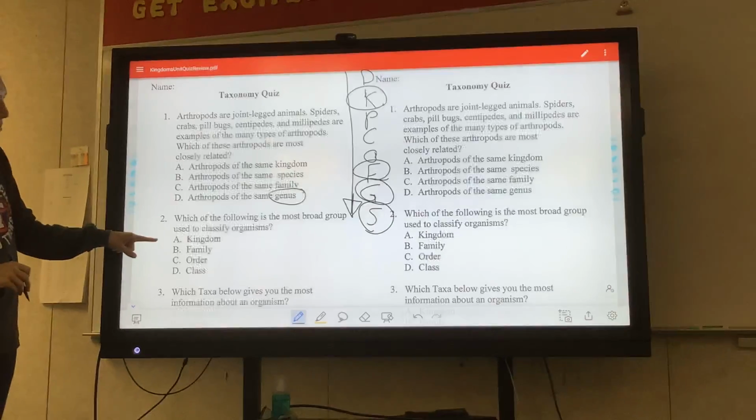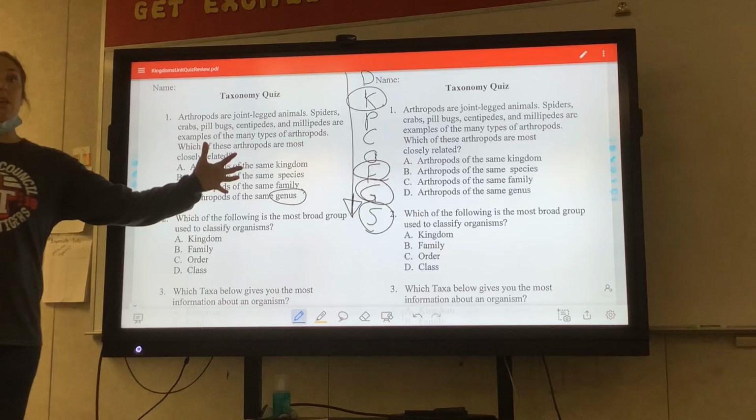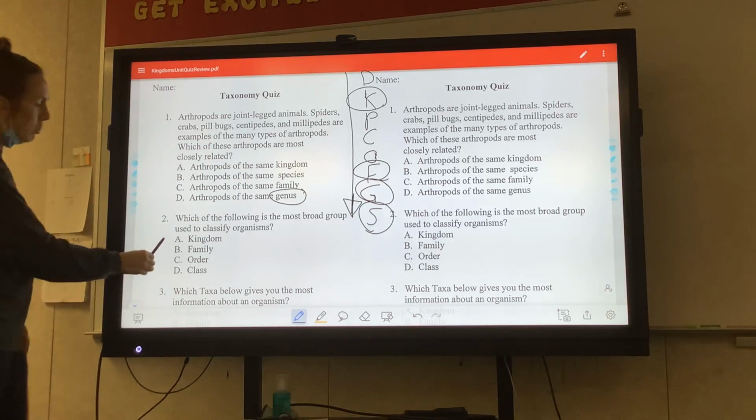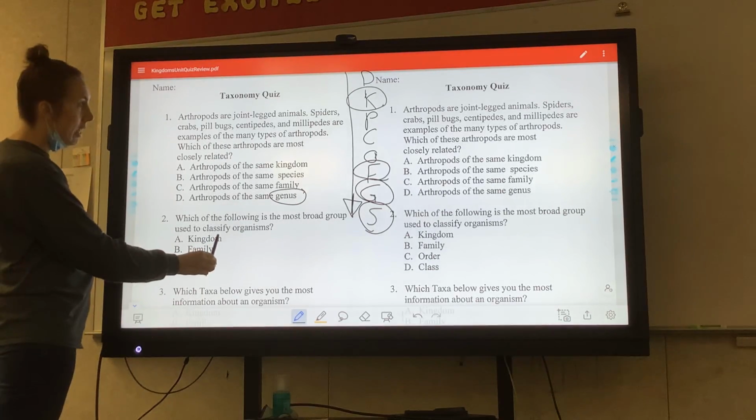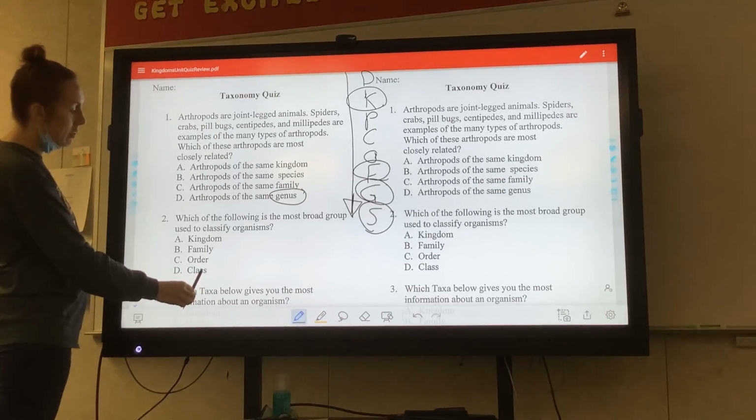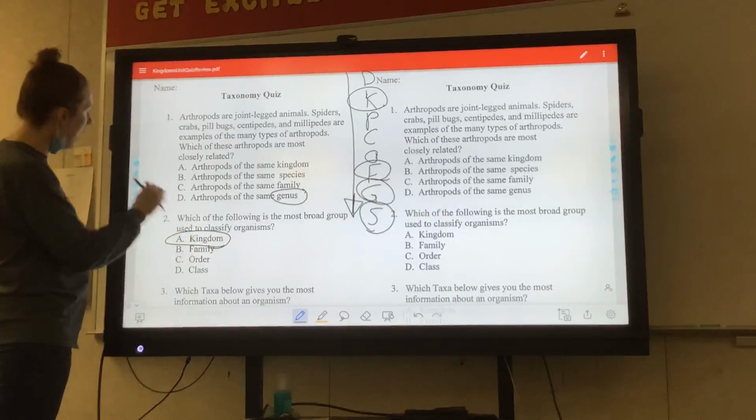Which of the following is the most broad? Broad meaning has the most. So which one of these is closest to the top? Kingdom, family, order, class. Kingdom, that's the closest to the top. Good.